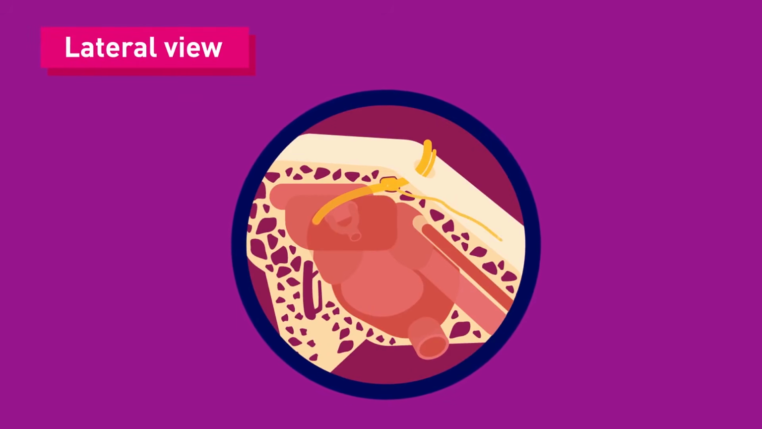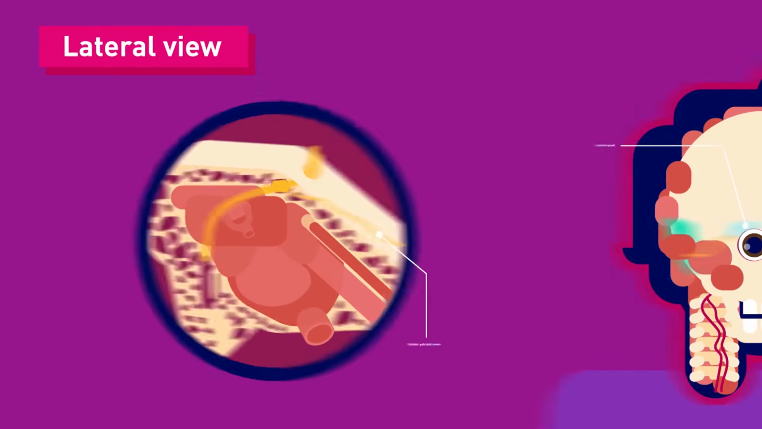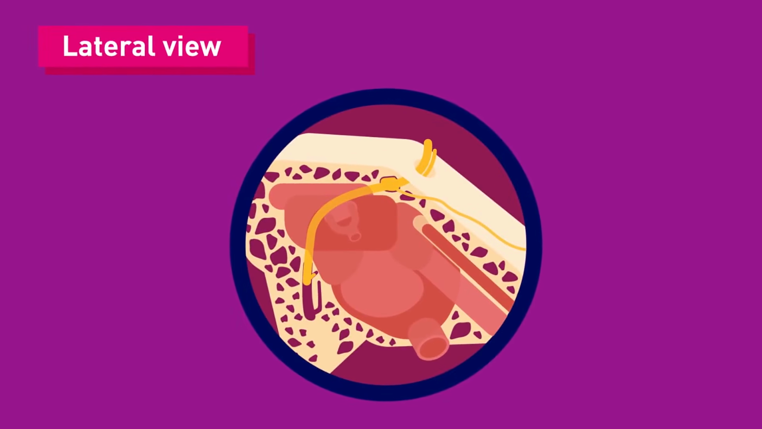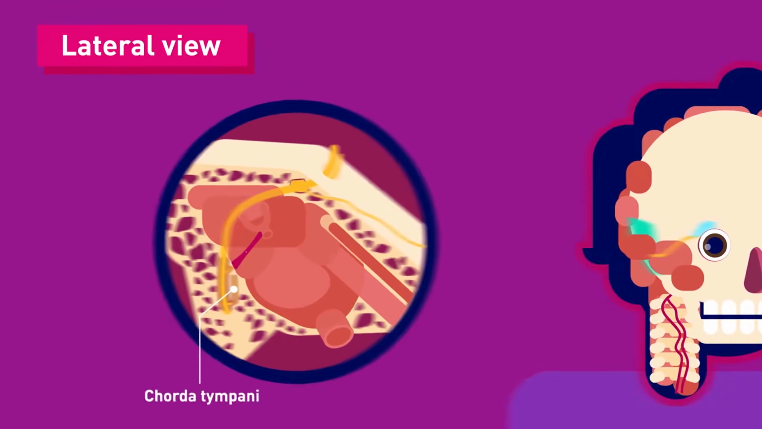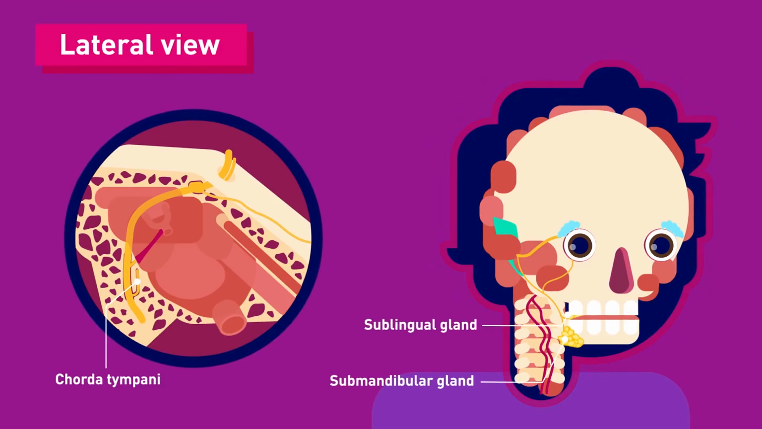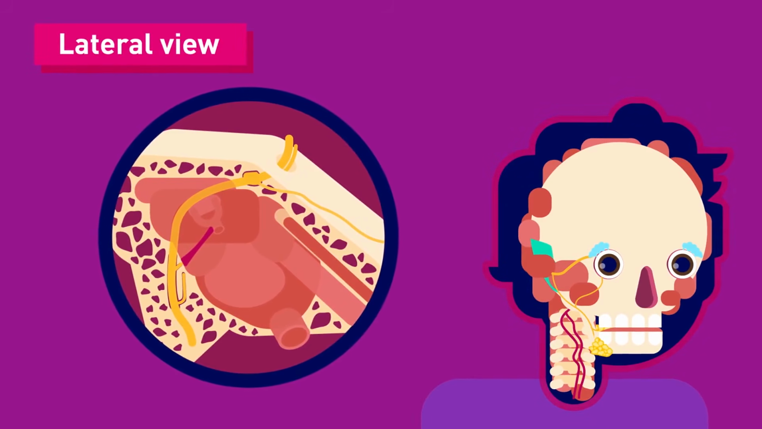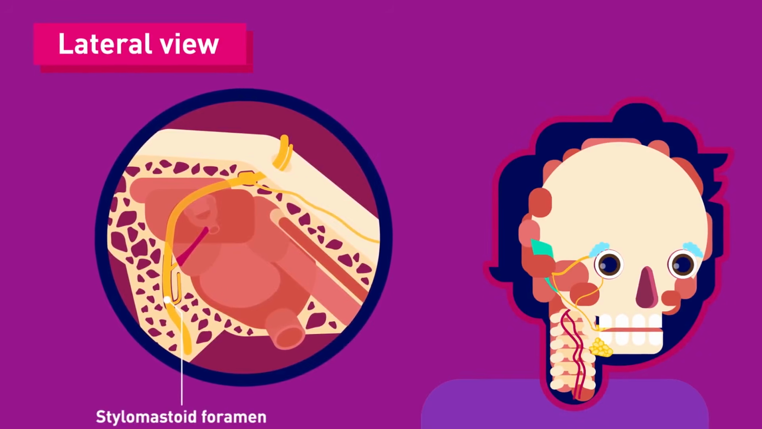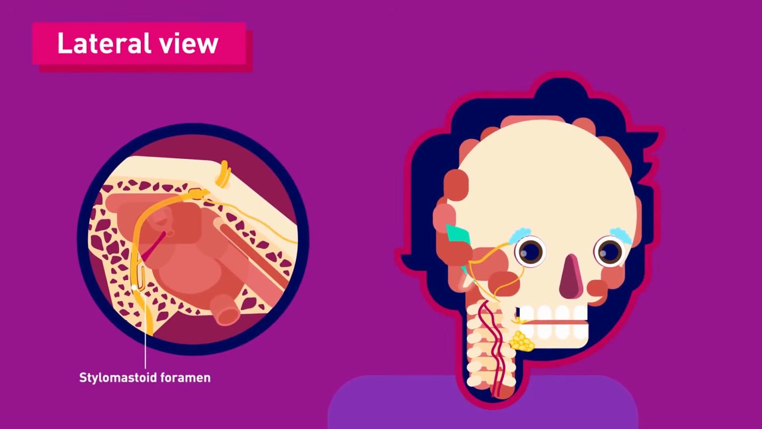Lastly, the nerve gives rise to the greater petrosal nerve, which then supplies parasympathetic fibers to mucous glands and the lacrimal gland; the nerve to stapedius, which then supplies motor fibers to the stapedius muscle of the middle ear; and the chorda tympani, which then supplies special sensory fibers to the anterior two-thirds of the tongue and parasympathetic fibers to the submandibular and sublingual glands. The facial nerve then exits the facial canal and the cranium via the stylomastoid foramen. This is an exit located just posterior to the styloid process of the temporal bone.